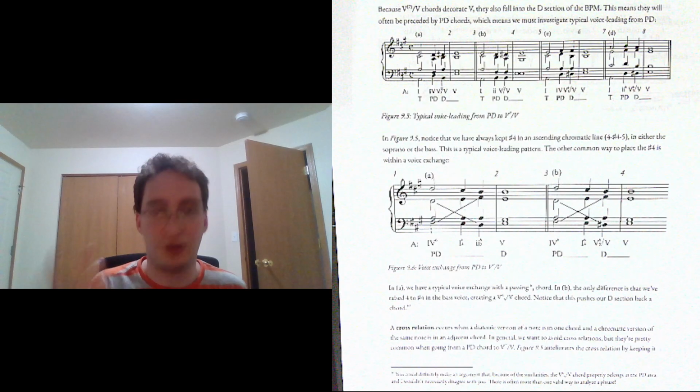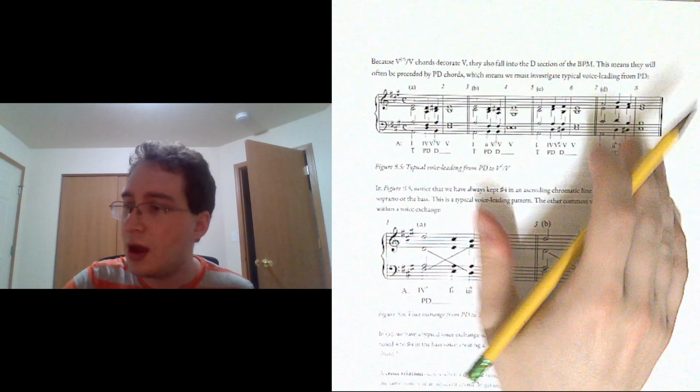Welcome to lesson 9.1.2 on 575 chords in the basic phrase model. Because 575 chords decorate 5, you're going to analyze them as dominant. Just like if you have 5 chords that are decorating 1, they're part of tonic. They're decorating 5, so they're part of dominant.